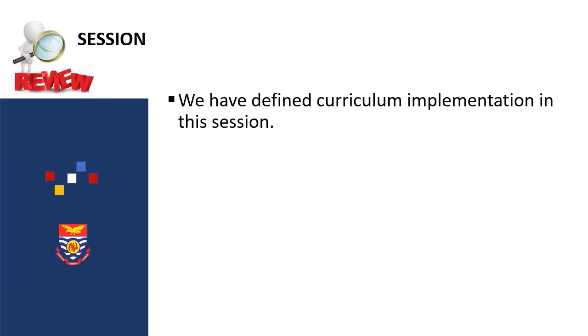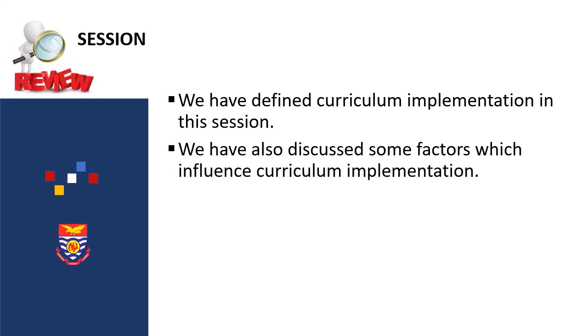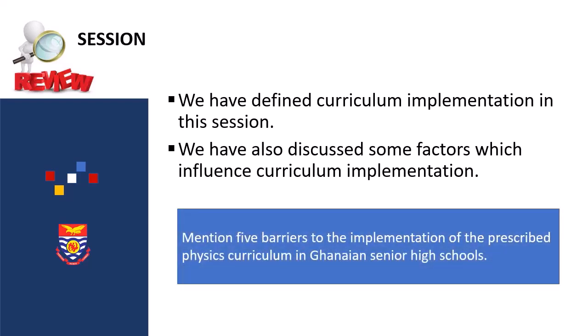Students, we have defined curriculum implementation in this session, and we also looked at the factors that influence curriculum implementation. Now, as we bring the session to an end, let us take this question. Mention 5 barriers to the implementation of the prescribed physics curriculum in the Ghanaian senior high schools. So let's find more answers to this, in addition to what was given in this session. I will take your answers in the subsequent session.